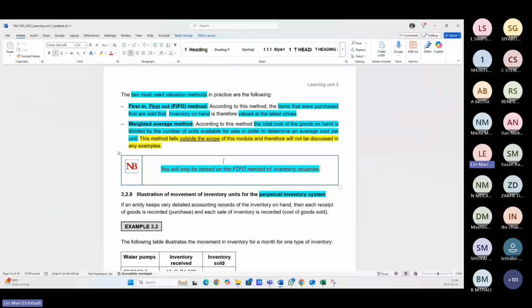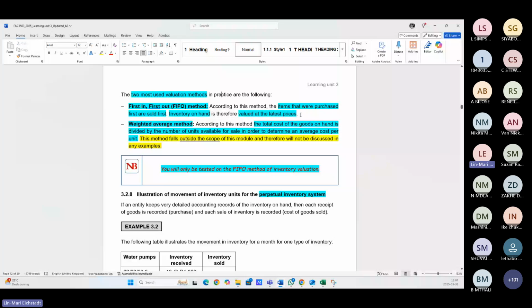You might have on your shelf items of a similar nature. So, for example, canned goods, and you can't determine which one the consumer takes first. But in your accounting records, when you're looking at the costing, you're always assuming that the stock purchased first is the stock sold first. And this will make more sense in example 3.2. The inventory on hand is therefore valued at the latest prices. So we are saying that if the stock that we purchased first is sold first, then the stock that we purchased last would still be on hand.